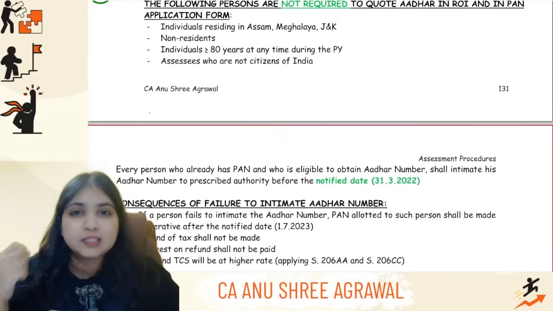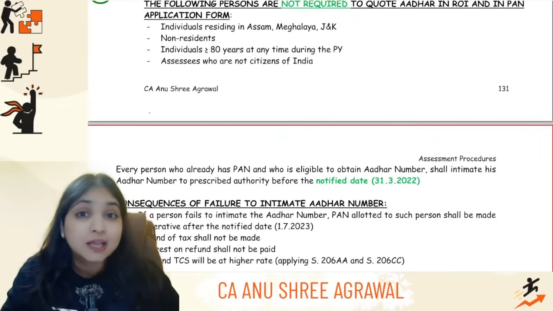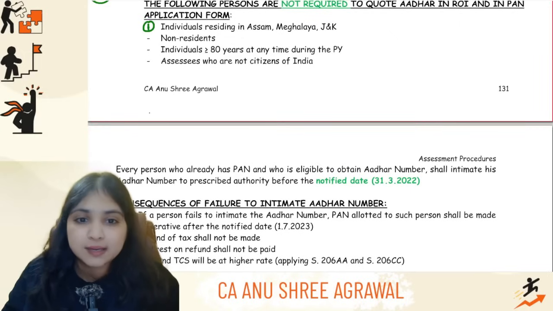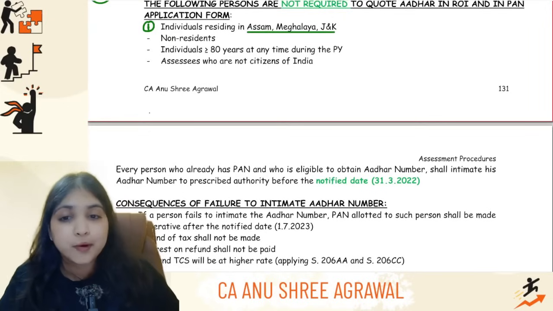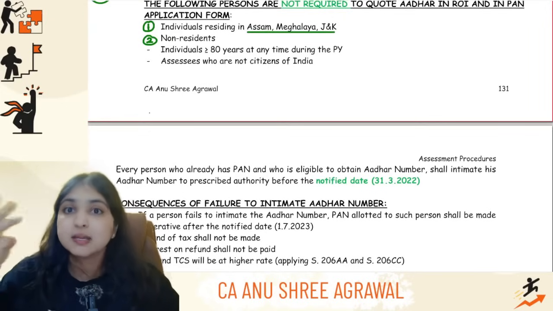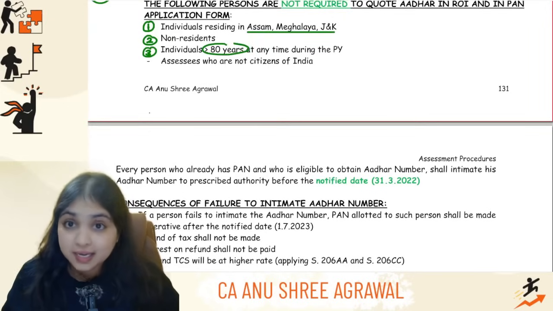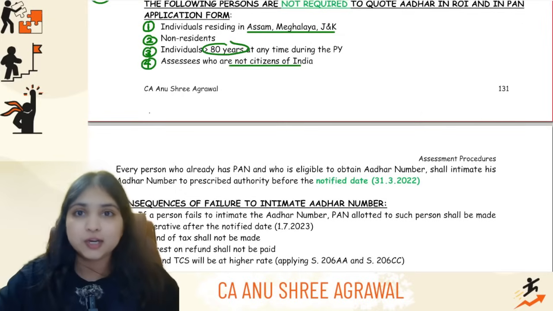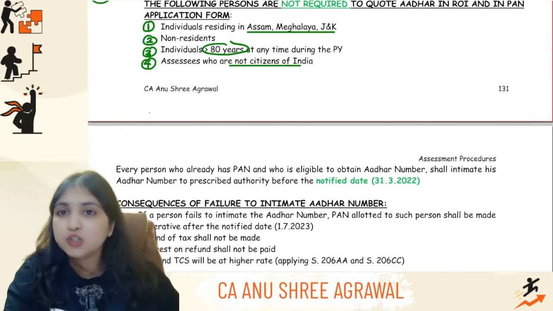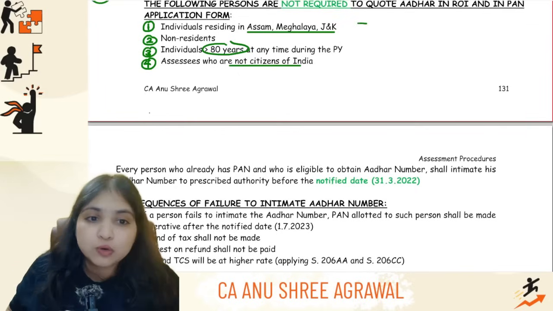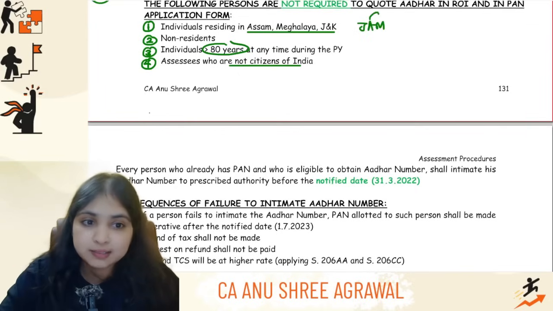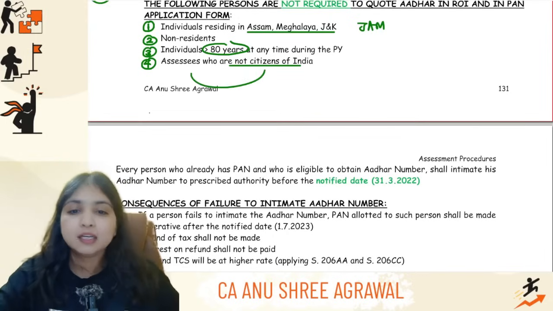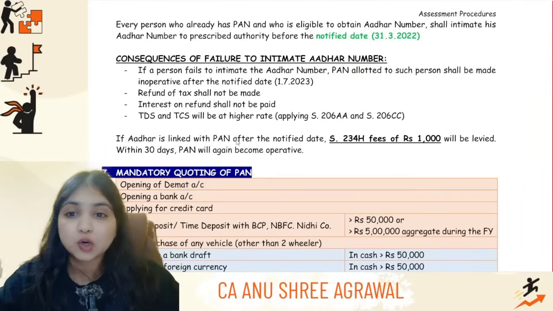But there are 4 individuals, guys, for whom this Aadhaar concept itself will not apply. Individual number 1, that individual who is living in Assam, Meghalaya, Jammu, Kashmir. Point number 2, those individuals who are non-residents. Point number 3, those individuals who are at least 80 years old. And point number 4, those individuals who are not citizens of India. So for these 4 individuals, this whole concept of Aadhaar is not going to be applicable. To repeat: individuals who live in JAM, that is Jammu, Kashmir, Assam and Meghalaya, then non-residents, individuals who are at least 80 years, and individuals who are not citizens of India. For these 4, the Aadhaar concept is not applicable.